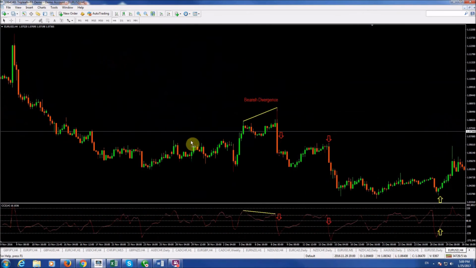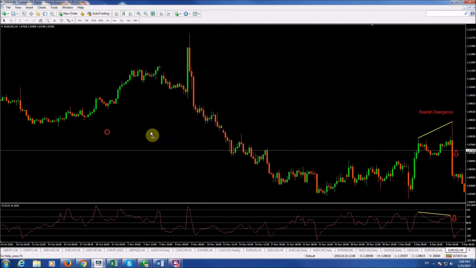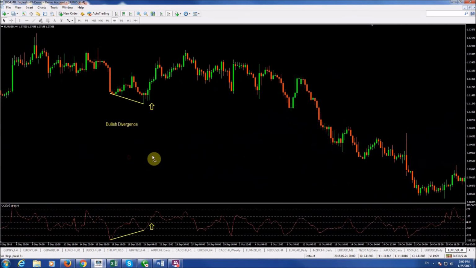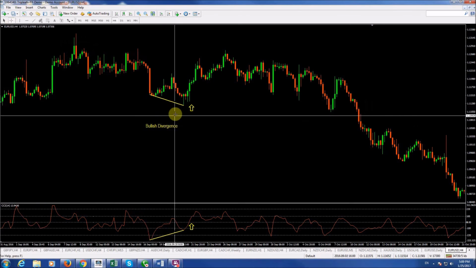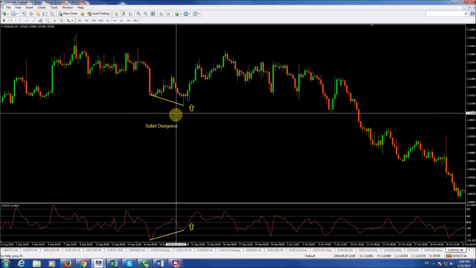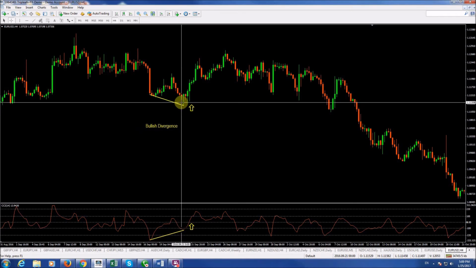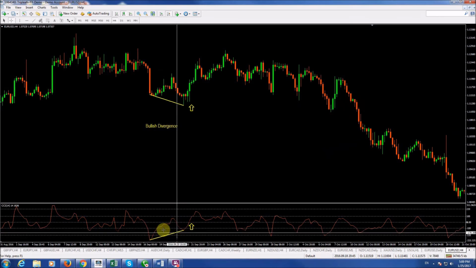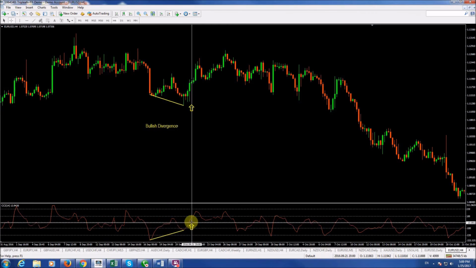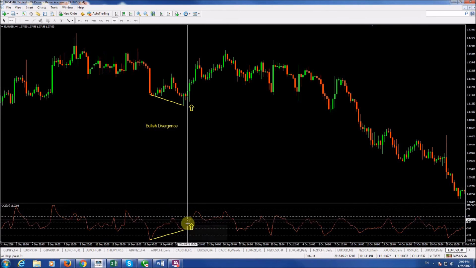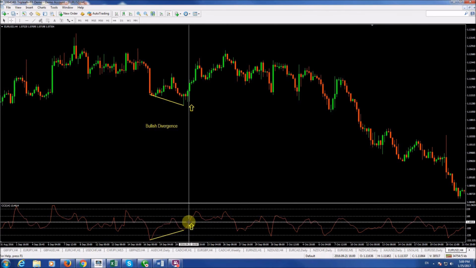Finally, divergences signal a potential reversal point because directional momentum does not confirm price. A bullish divergence occurs when the currency pair price makes a lower low and CCI forms a higher low, which shows less downside momentum. Now, a bullish divergence can be confirmed with a break above 0 in CCI or a resistance break on the price chart.